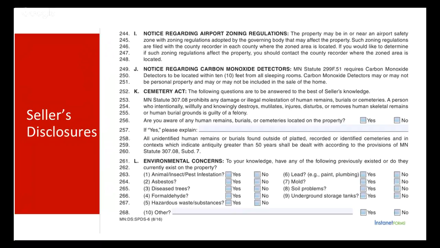Environmental concerns. To your knowledge, have any of the following previously existed or do they currently exist on the property? So if you bought the property from somebody before and they told you about this, well, then you have knowledge. You may not have witnessed it firsthand, but if they told you about it, you have knowledge, now you have to disclose. Animal or pet infestations, asbestos, diseased trees, formaldehyde, hazardous waste substances, lead, mold, soil problems, underground storage tanks. Other, yes or no?